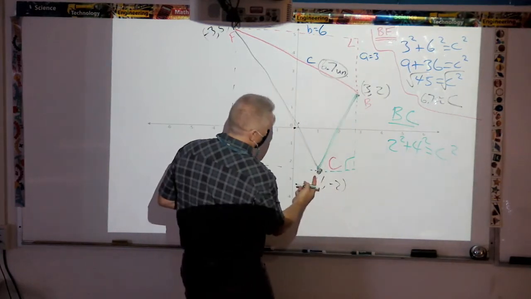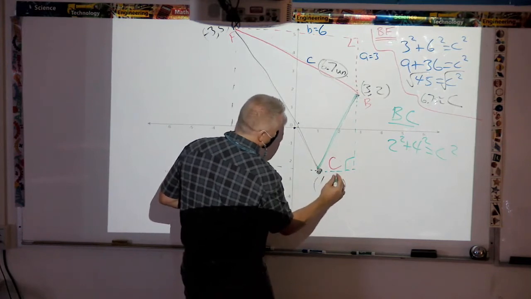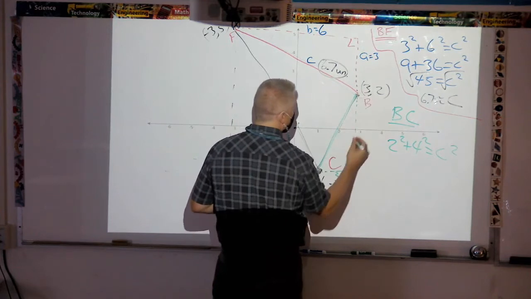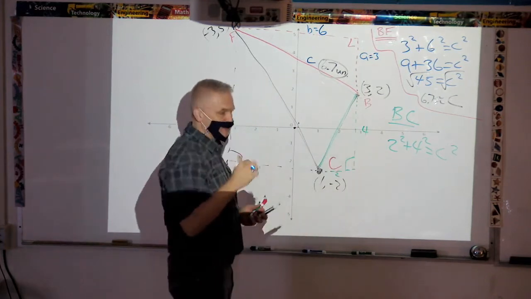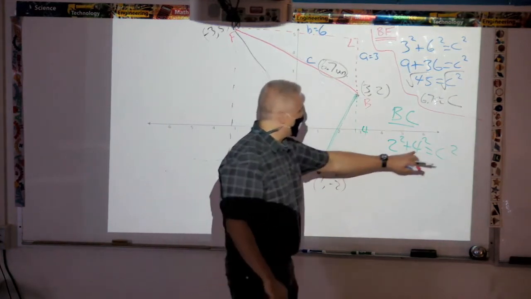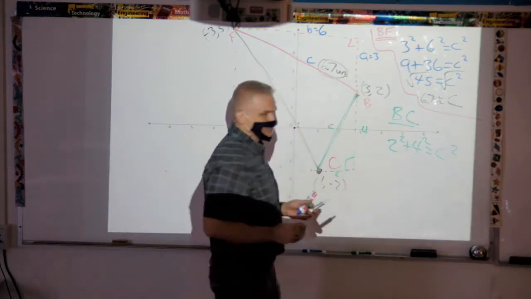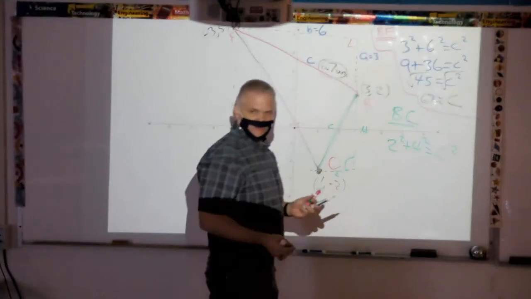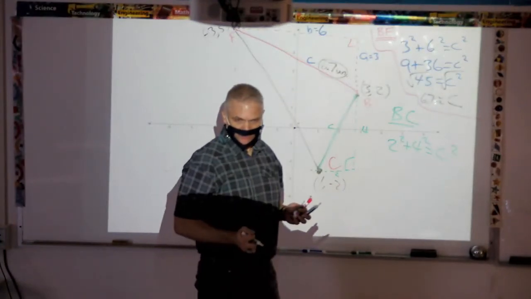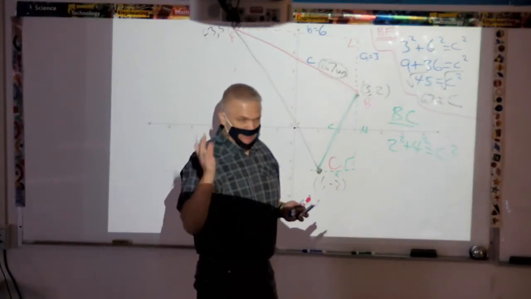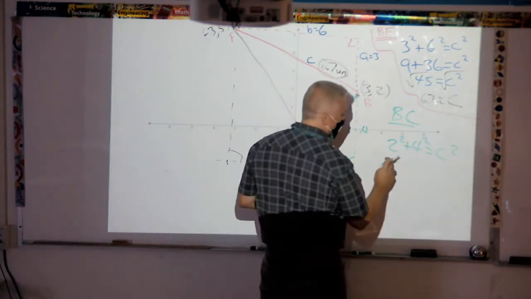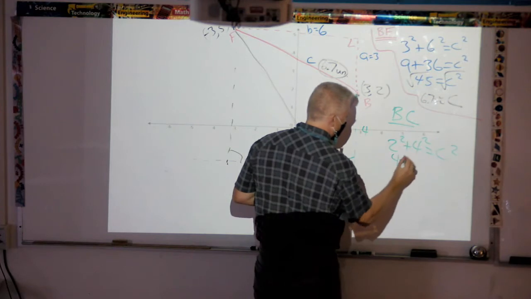So from 1 to 3 is 2. And from -2 up to 2 is 4. I like it. So we have a 2 and a 4. And then this is our C for this triangle, the green one. 2 squared plus 4 squared. Who wants it? 2 squared plus 4 squared is 4 plus 16. 20.